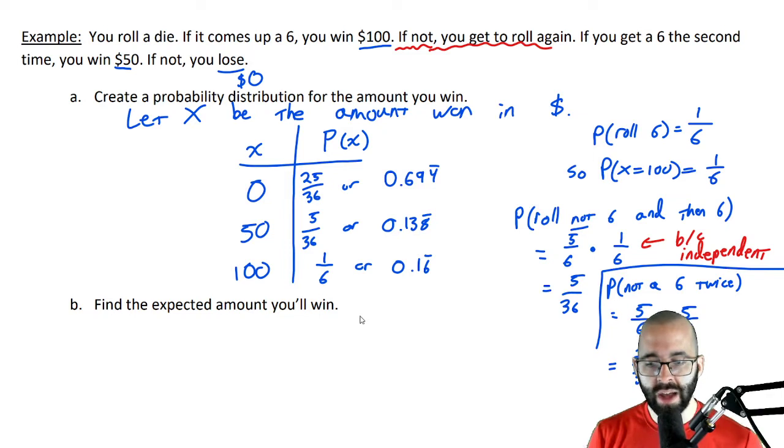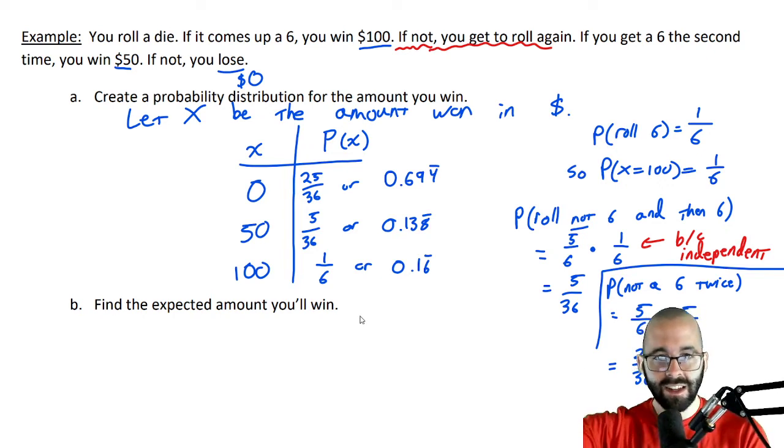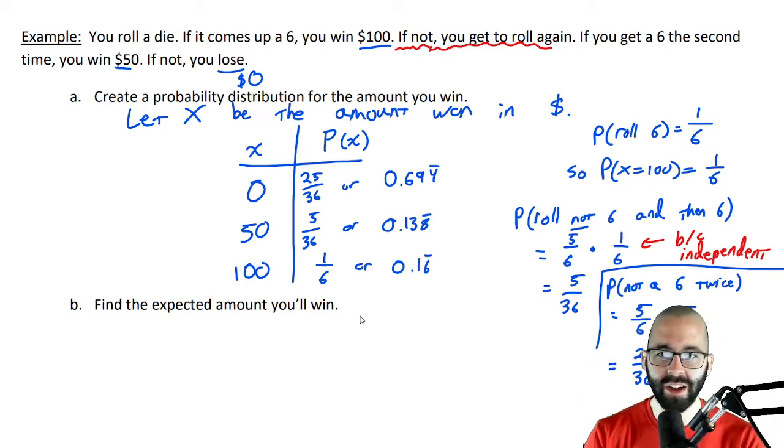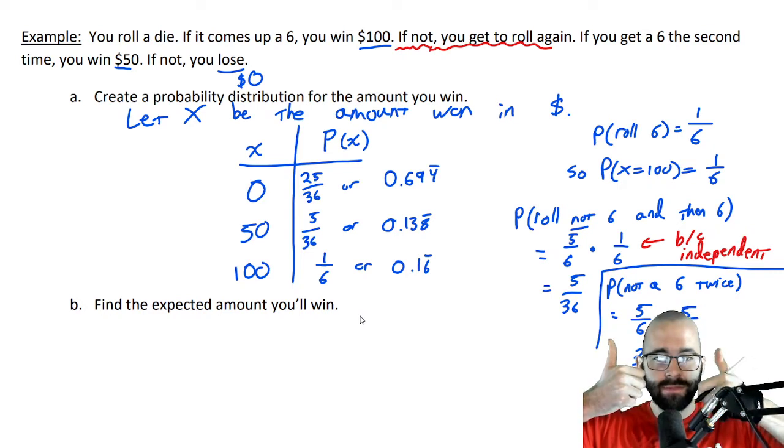All right. We have a probability distribution. Do these all add up to 100%? Hopefully. 25/36 plus 5 is 30/36. 1/6 is another 6/36. That's 36/36. That's 100%. That's 1. Great. This is a probability distribution. Each probability is between 0 and 1, 0% and 100%, and they all add up to 1.